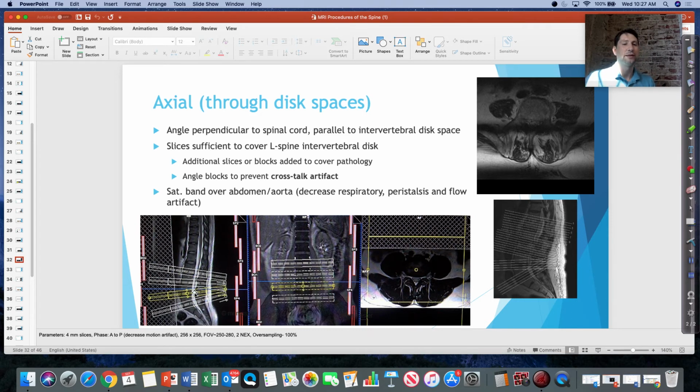So, like Nick said, you could either do a stack, or you could just acquire slices through, let's say, L1, L2, L2, L3, L3, L4, and then just do a whole other sequence just for this L5S1 joint space. Okay? It might take a little bit longer, but you don't get that crosstalk artifact.